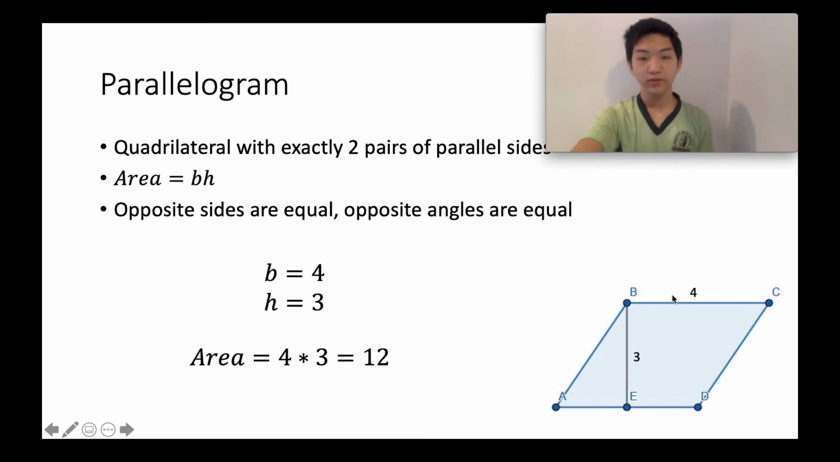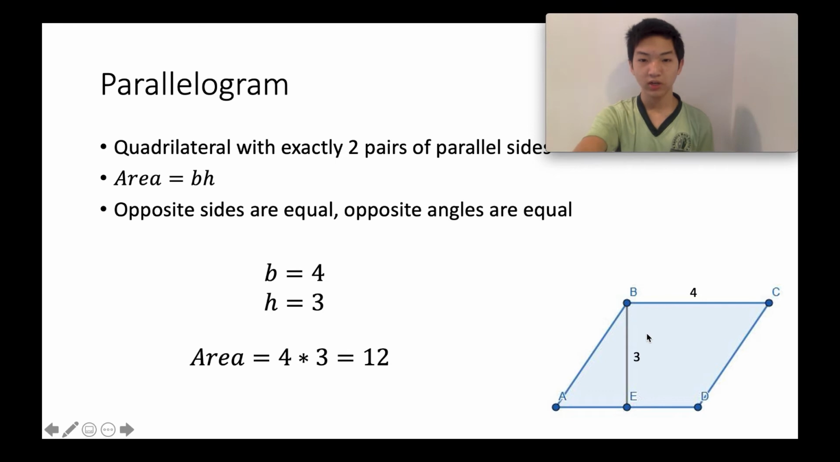Next, I'll be going over parallelograms. A parallelogram is a quadrilateral with exactly two pairs of parallel sides. The formula for the area of a parallelogram is base times height. Any side will work for the base, but the height will always be perpendicular to the base.